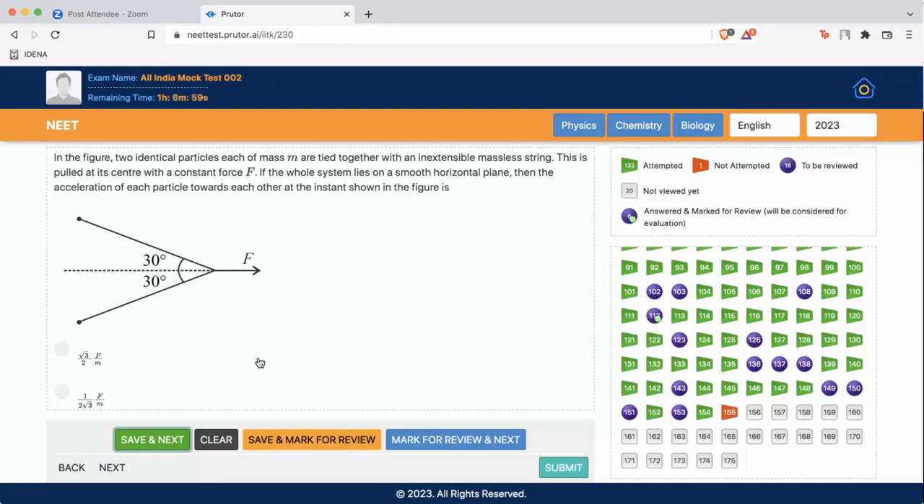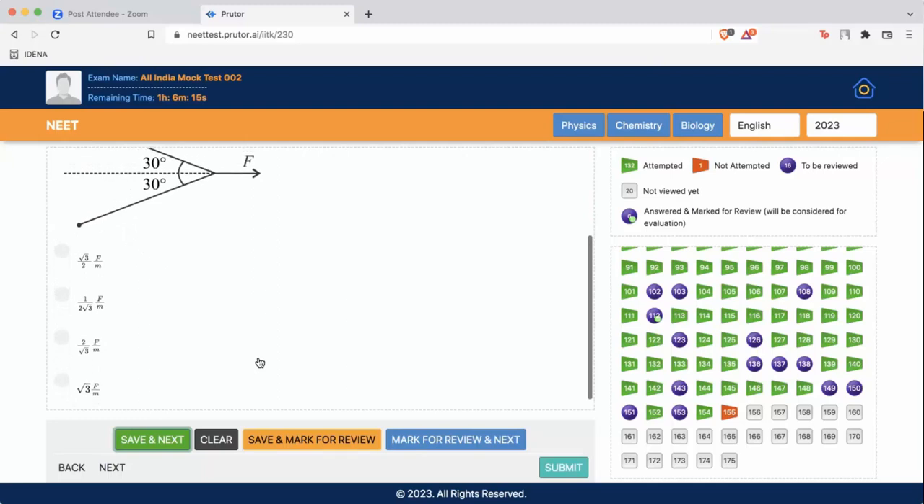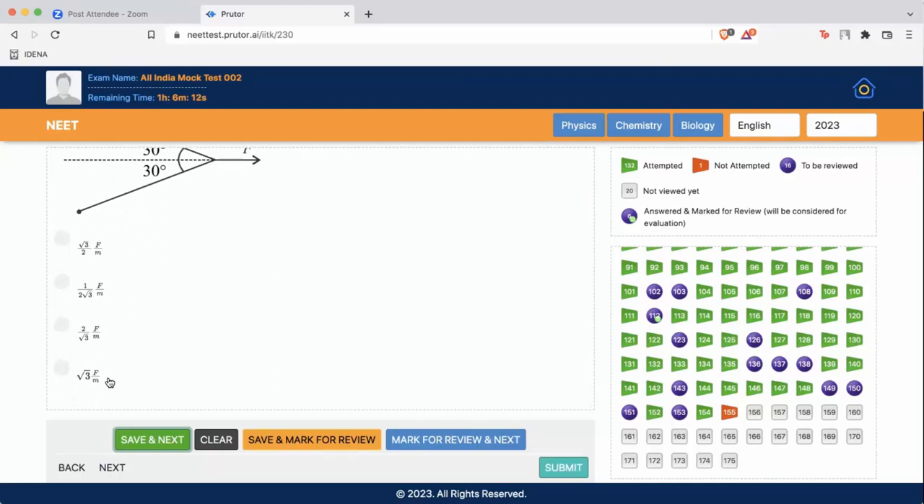F is equal to 2 MA, just because we're pulling at the center of this. Okay, due to which this is MA and this is MA. The acceleration of each particle towards each other should be A cos 30, A cos 30, root 3 by 2.